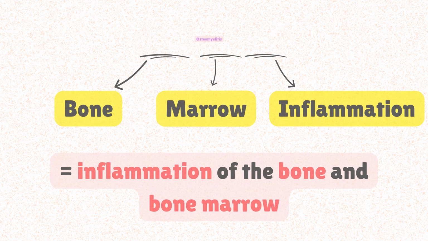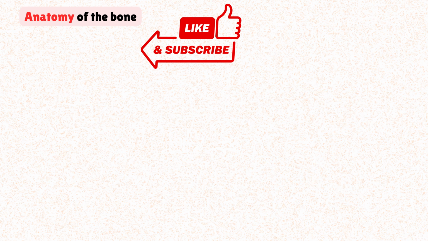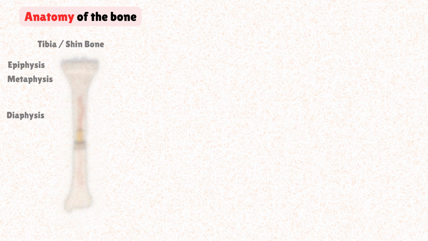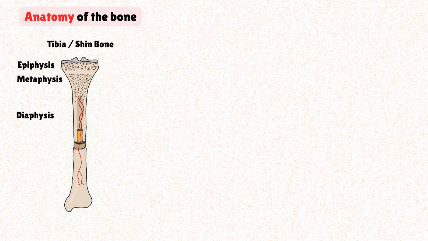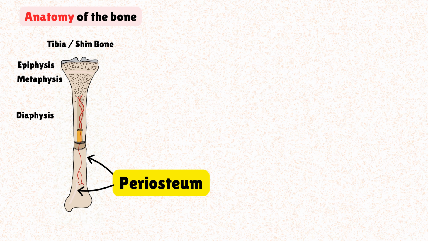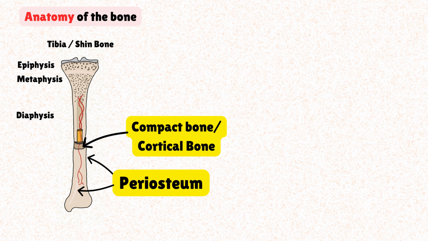Before diving deeper into how osteomyelitis works, let's take a closer look at the basic anatomy of a bone structure. For example, we will choose a typical long bone, such as the shin bone. On the outside, we have the tough fibrous layer called the periosteum. Think of it as the bone's protective jacket. It's rich in blood vessels and nerves, and crucially, it contains cells vital for bone growth and repair, especially after a fracture. Just underneath the periosteum is where the real density lies, the compact bone, also known as cortical bone.